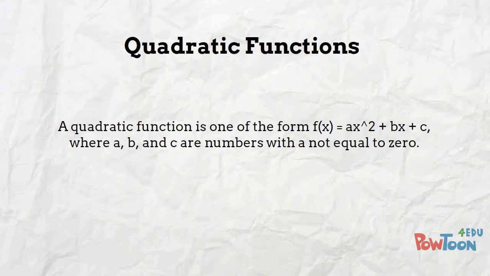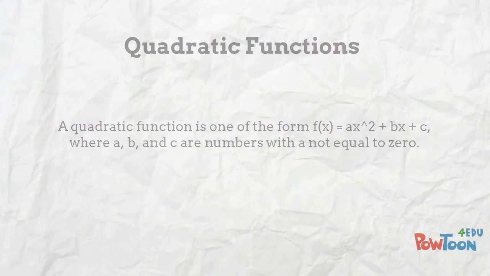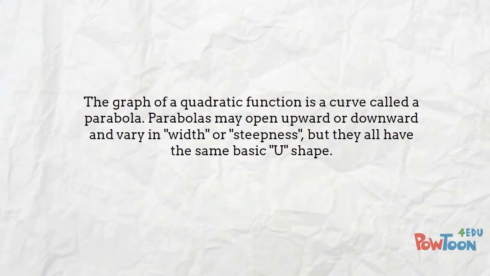The quadratic function is one of the form f(x) equals ax squared plus bx plus c, where a, b, and c are numbers with a not equal to 0. The graph of a quadratic function is a curve called a parabola. Parabolas may open upward or downward and vary in width or steepness, but they will all have the same basic U shape.